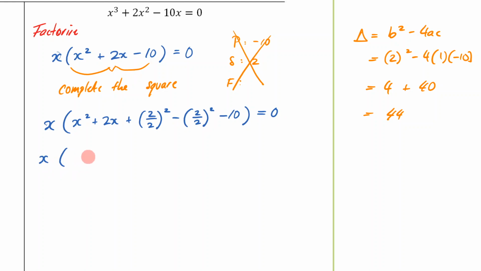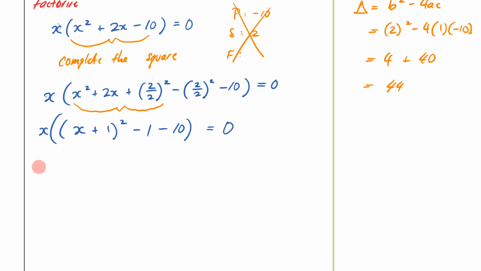Then I'm going to go x. Now, remember, you're completing the square, so the whole point of this is this part right here is a perfect square now. So that means I have x plus 1 squared. And let me still put all this in brackets, because then this part right here is going to be minus 1 minus 10 equals 0. And then I'm going to get x times x plus 1 squared minus 11 equals 0.